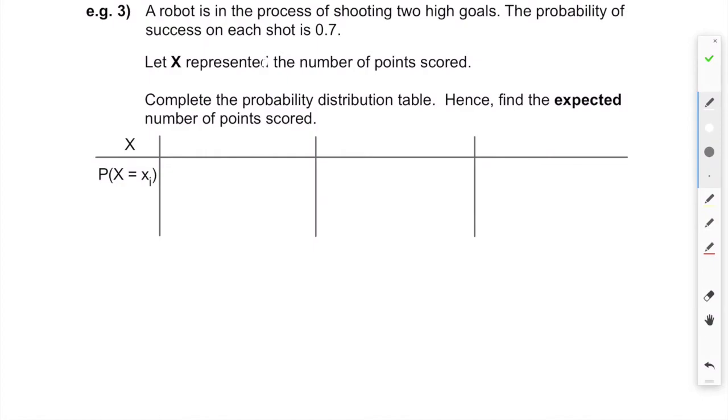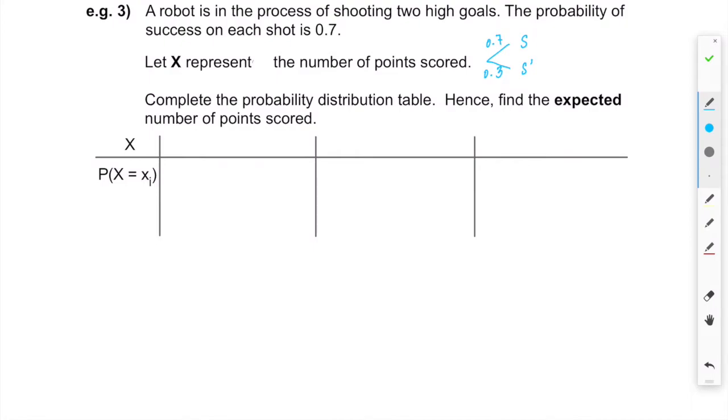Okay, so let me erase the tut. That's poor grammar. Okay, so let's consider what's really happening here. Shooting 2 goals, the robot is either successful or not successful, right? So this is the first shot. Success probability is 0.7. That means the other one's 0.3.